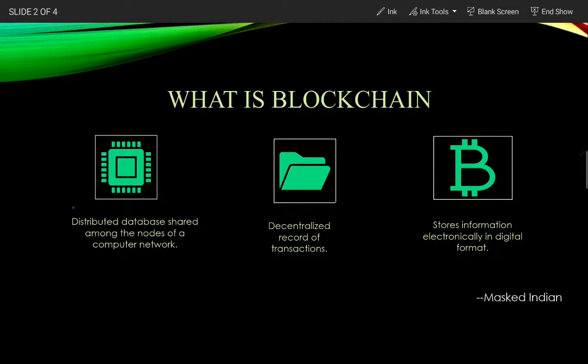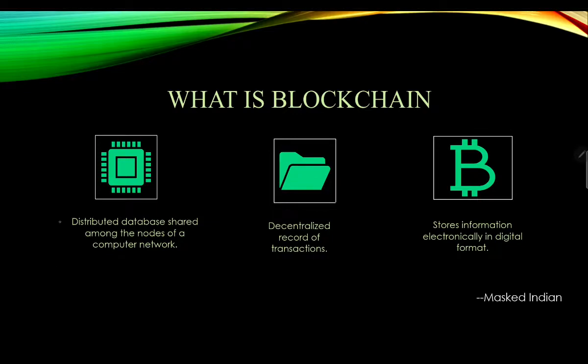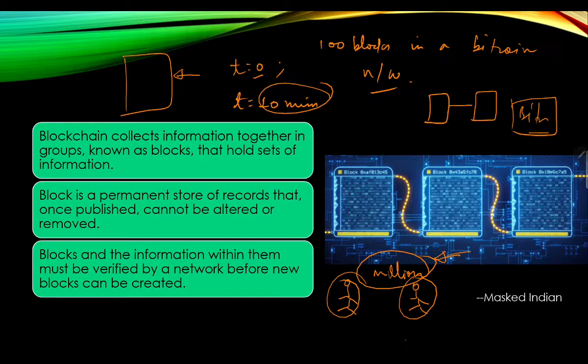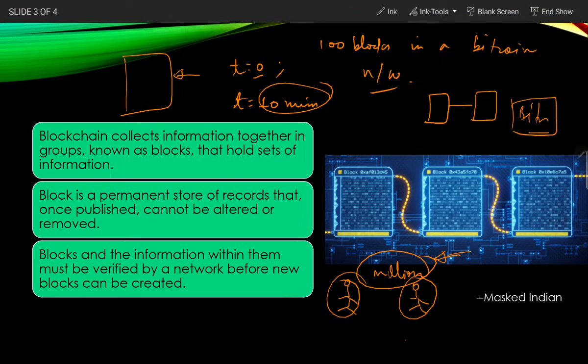So far we have seen these three broad categorizations of blockchain. Basically, it is a distributed database that is shared among several persons that are part of that network. Again, it's a decentralized record of transactions that we have seen in a very broad way. And the last part that we discussed in our previous video was that it stores information electronically in a digital format. So moving ahead.